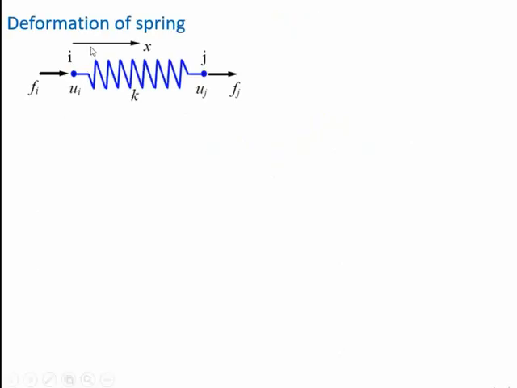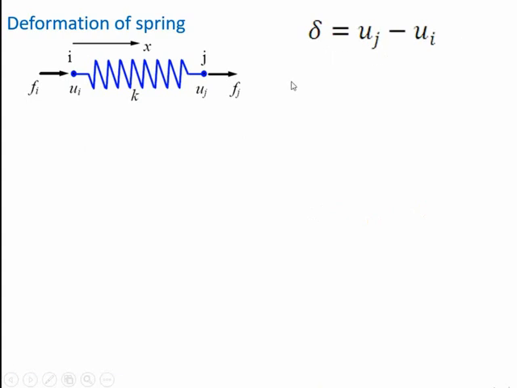First I will write the deformation of the spring element. How can we write the deformation of the spring element? Deformation of the spring element is the displacement of node J minus displacement of node I. Displacement of node J minus displacement of node I gives the total deformation of the spring element. So delta is equal to Uj minus Ui. I think this is not new for you.